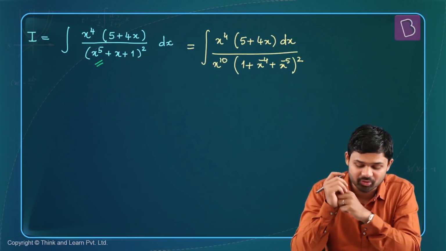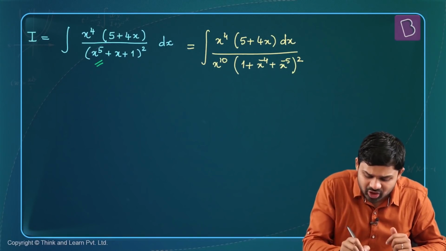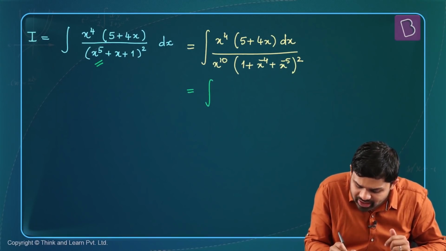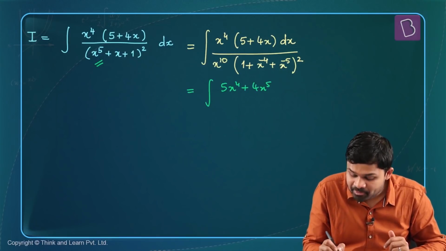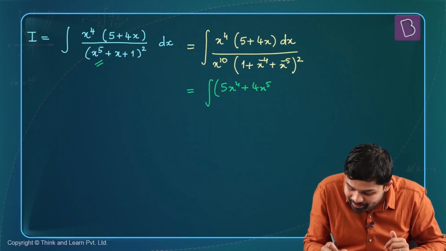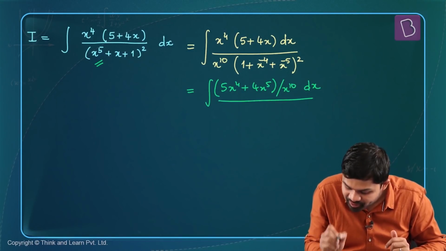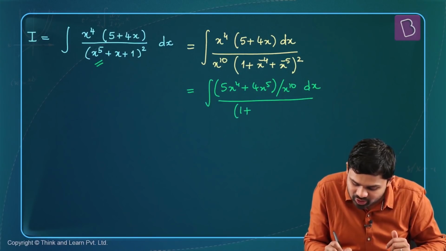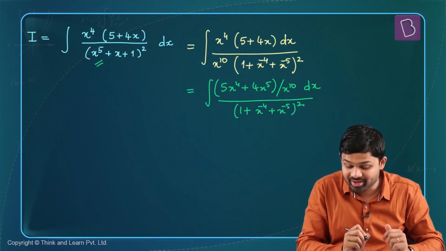I don't see that in the numerator, but there's an x raised to 4 and x raised to 5 in the numerator. So if you expand your numerator, you are going to get 5x raised to 4 plus 4x raised to 5, and that's divided by x raised to 10. I'm going to keep the x raised to 10 in the numerator itself, and of course the denominator is 1 plus x raised to minus 4 plus x raised to minus 5 the whole square.